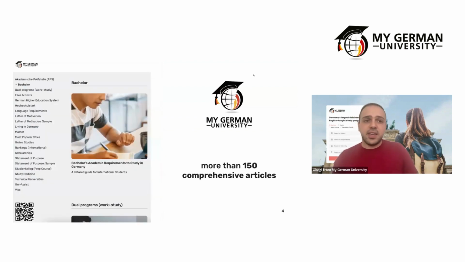The next way of helping you, another effective and useful one from my perspective, is through our articles. We have more than 150 comprehensive articles on topics related to studying in Germany. For example, if you are interested in what Hochschulstart is, language requirements, how to write a letter of motivation or CV for German universities, the German student visa, DAAD scholarships, studying medicine in Germany, rankings of universities, blocked accounts, and even more. So please visit our page. We have articles on these topics, and you have access to them for free.